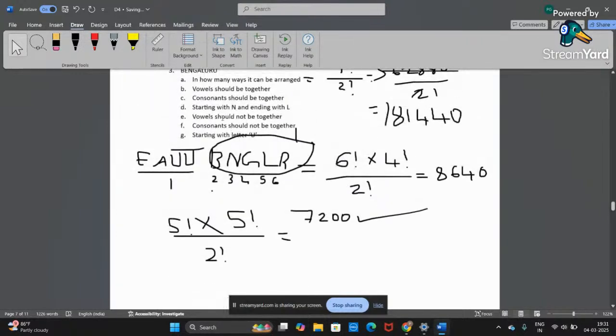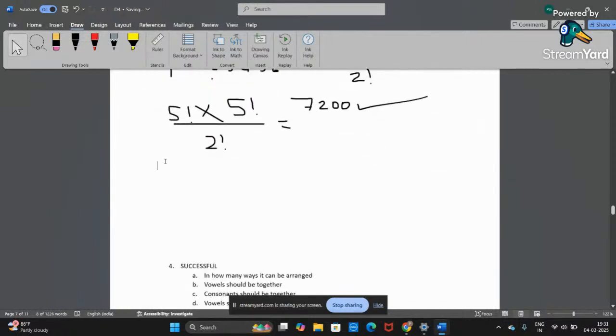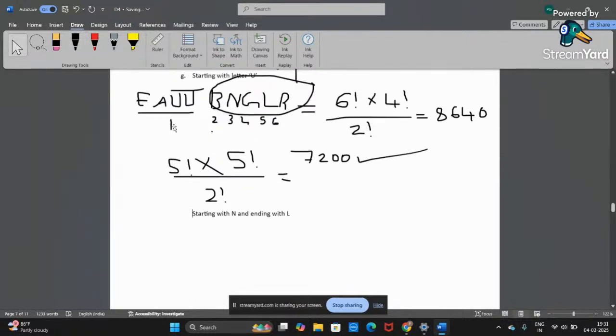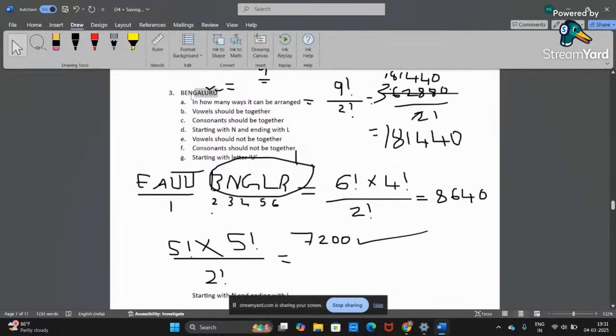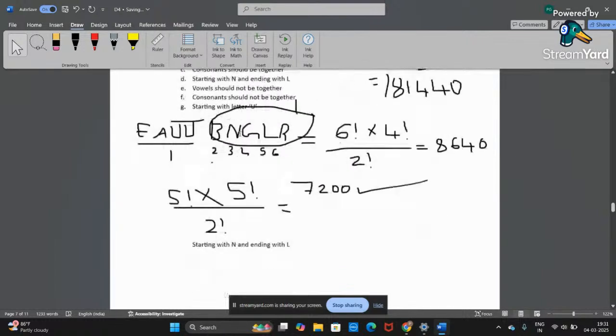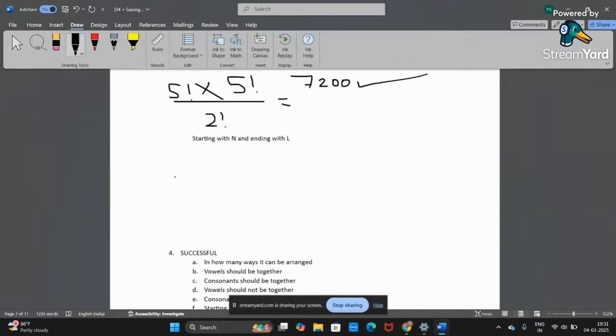Now let's find the answer for the next one. Starting with N and ending with L. So, wait, let's copy this. Starting with N and ending with L. Okay, the word Bengaluru. Let's write it down.